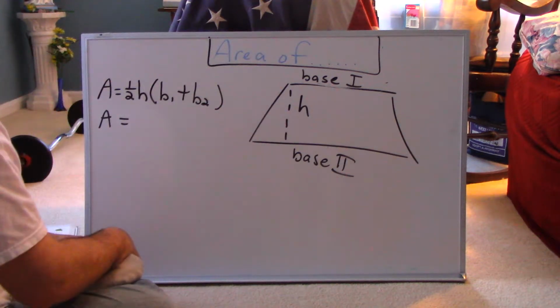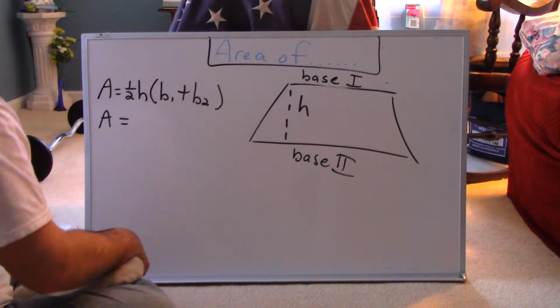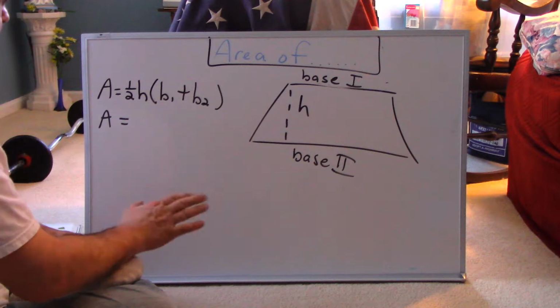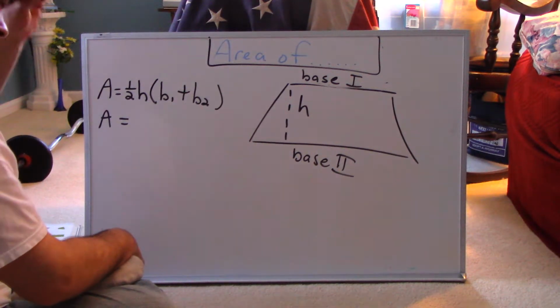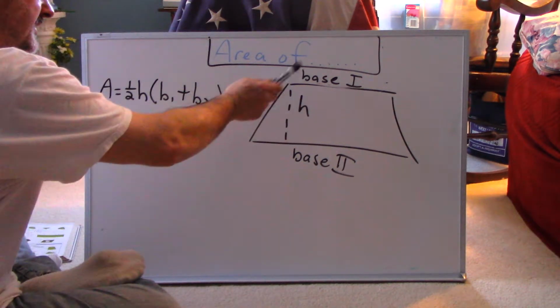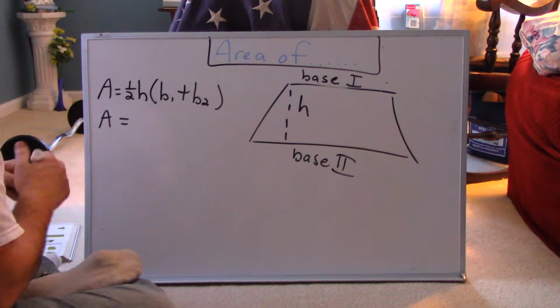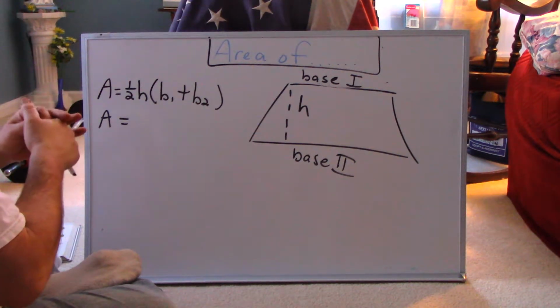I labeled the top as base 1. I labeled the bottom one as base 2. It doesn't matter, to be honest. That could be base 2. That could be base 1. It doesn't matter. You just add the two bases. Now let me just show you something.